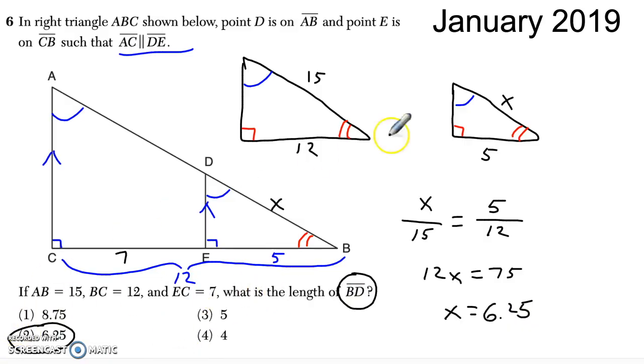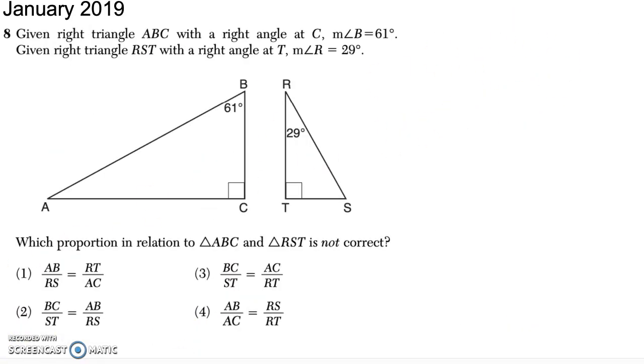All right, let's take a look at another one, actually also from January 2019. So this one is a slightly different variety. In fact, they were nice enough to give you the triangles drawn separately, so we don't need to worry about step 1, right? Draw separately is already done. However, we're going to jump right into step 2, mark the congruent angles.